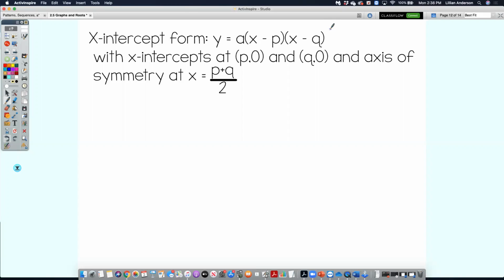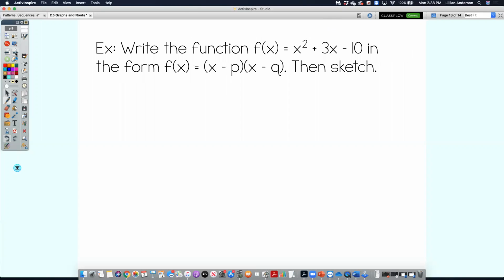Okay, but that's x-intercept form. As you can imagine, to go from standard form to x-intercept form, we essentially need to factor. I have a function, x squared plus 3x minus 10. I'm going to write it in the form f of x equals (x minus p)(x minus q), and then we're going to sketch. As you should be able to see, the A values from x-intercept form and standard form are the exact same. They're both 1.